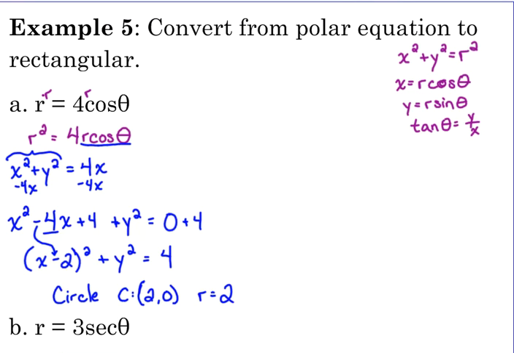Right here? I completed the square over here on the left side. So if I add this 4 over here, I got to keep my equation balanced, and I got to add the same number to the right side.